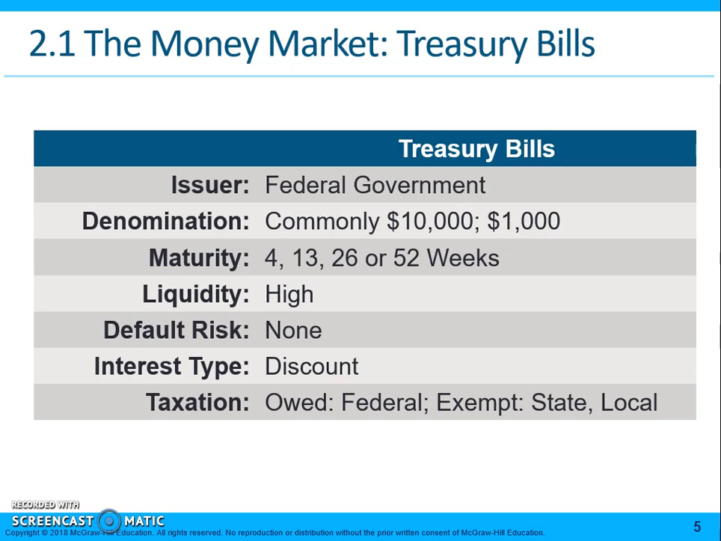Default risk is effectively zero, because the thinking is if the U.S. government defaults, we've got a whole lot bigger problems in the world than the fact that the U.S. government has defaulted on Treasury bills. Interest type is discount, meaning that U.S. Treasury is issued with a face value and sold at a price below the face value, meaning you pay less, and your interest earnings are the difference between the face value and what you paid for that security.